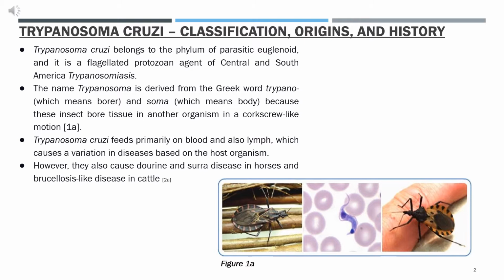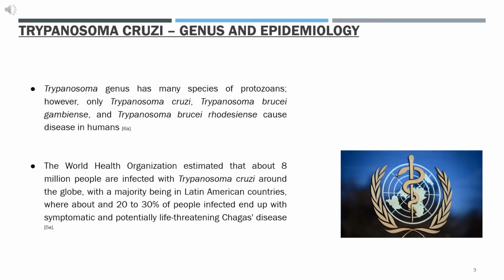It feeds primarily on blood and also lymph, which causes variation of disease based on the host organism. However, they also cause Dourine and Surra disease in horses and Nagana-like disease in cattle. The Trypanosoma genus has many species of protozoans. However, only Trypanosoma cruzi and Trypanosoma brucei cause disease in humans.